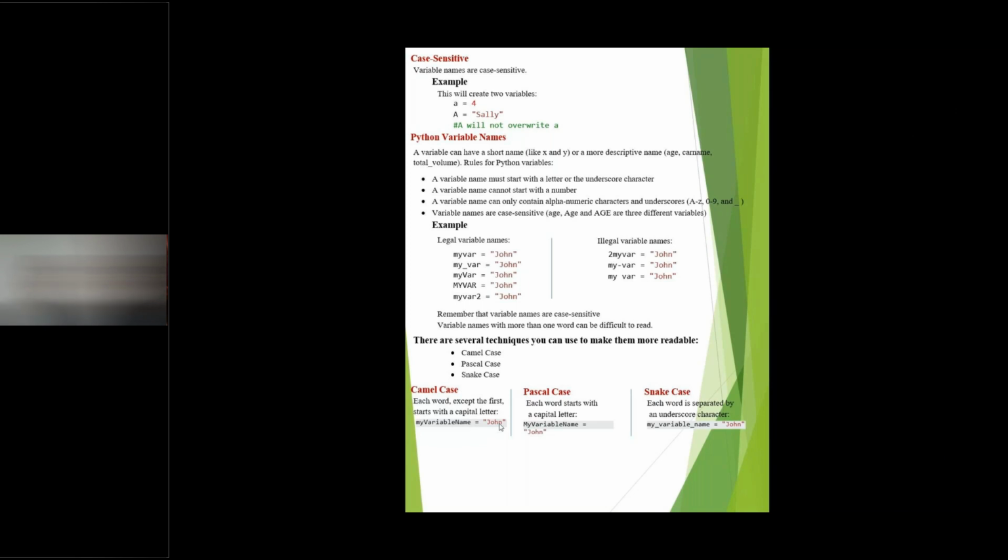These are the valid variable names: myvar, my_var, myVar, MYVAR. myvar is equal to "John". And you can also give alphanumeric, like alphabets and numerics: myvar2 is equal to "John". So what type of data is it? String variable. All are string variables.